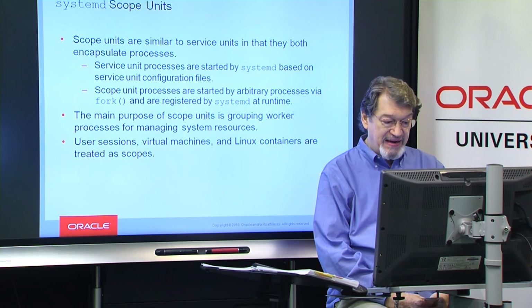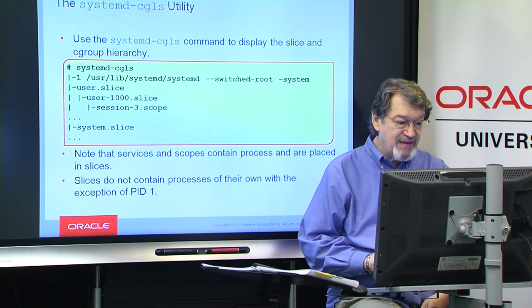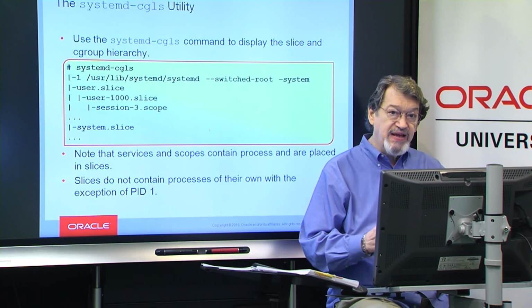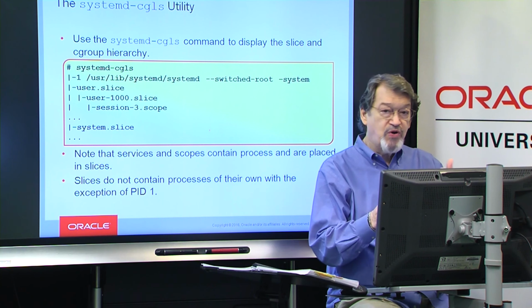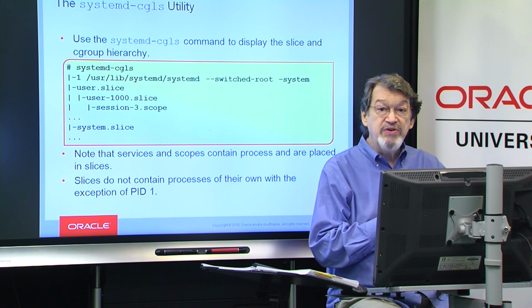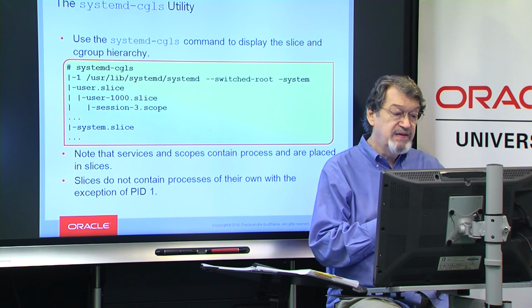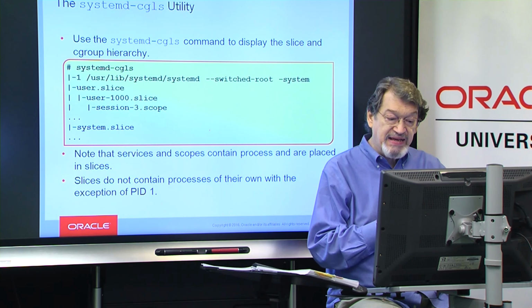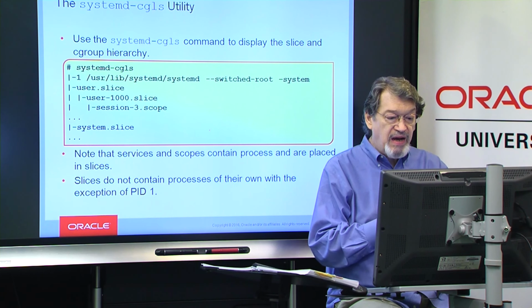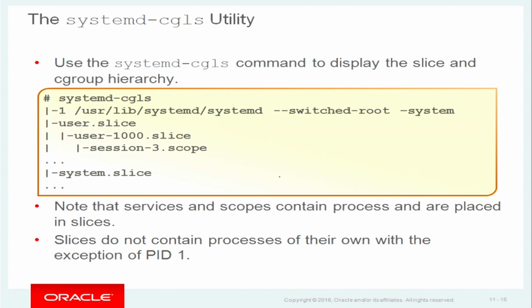All right, welcome back. We still have a few pages left in this lesson. And so the reason that I broke where I broke, this is a new command, systemd control groups list, systemd-cgls. And you can display the slice and group hierarchy. All right.